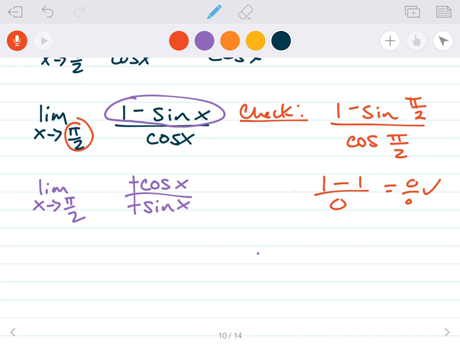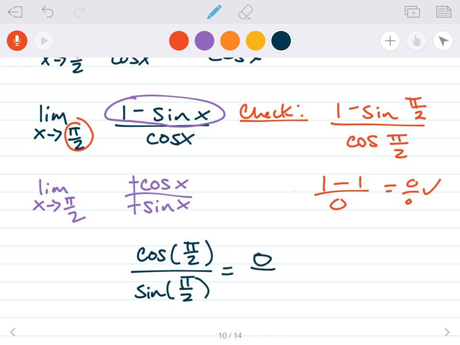So let's go ahead and plug in pi over 2 for x and see what happens there. So the cosine of pi over 2 is 0. The sine of pi over 2 is 1. 0 divided by anything is just 0, except for 0. All right, so there it is.